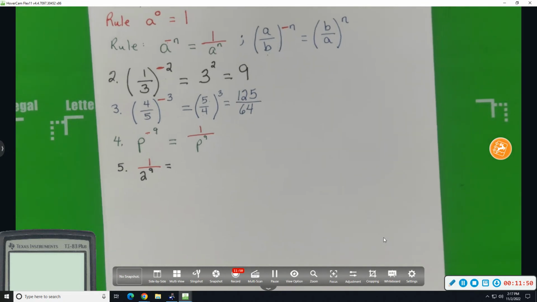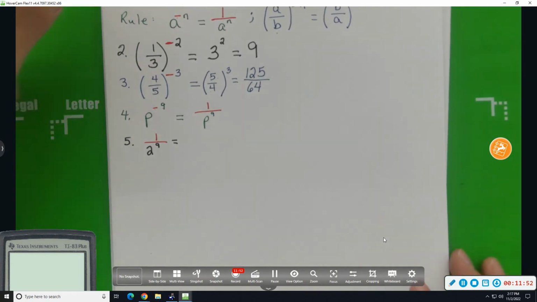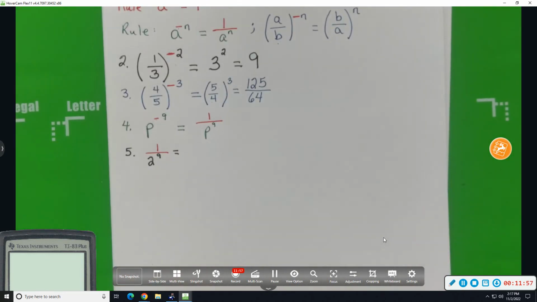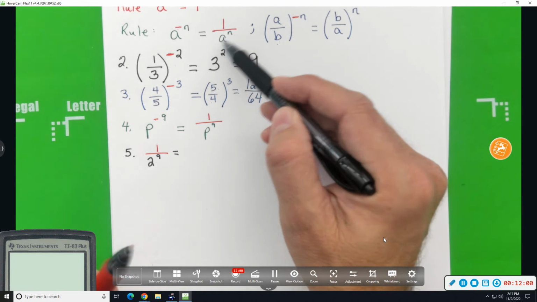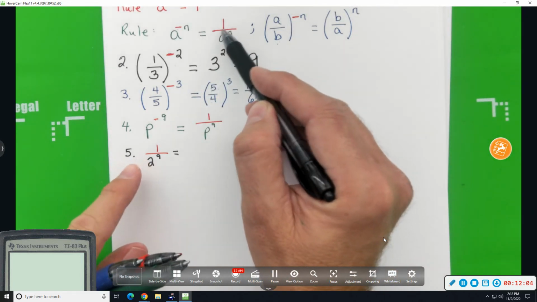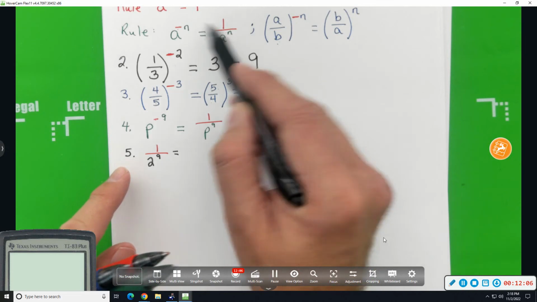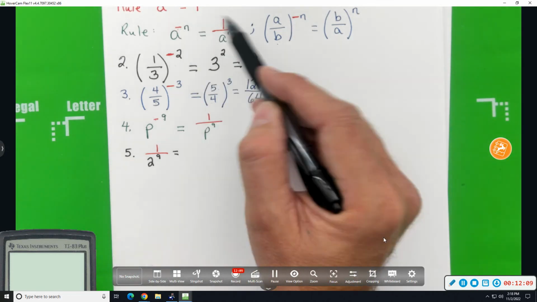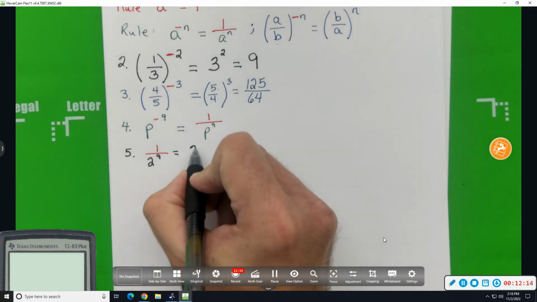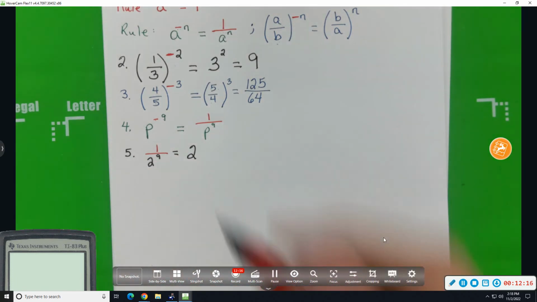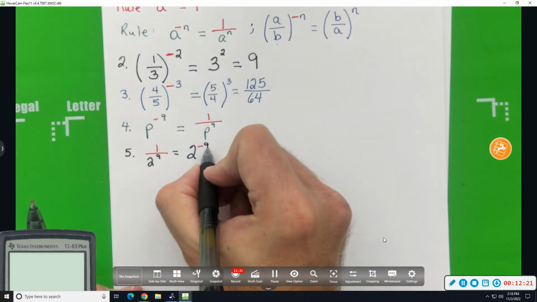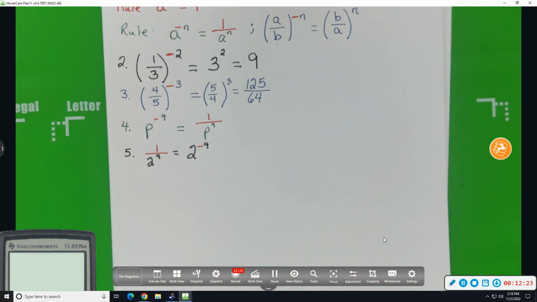Let me lift this up a little higher. Exactly. Did you hear that? Oh, I hit it off. Exactly. We're taking this rule and going backwards. If you have a 1 over, to get rid of it, just make the exponent negative. So going backwards, 1 over 2 to the 9th would just be 2 to the negative 9th.